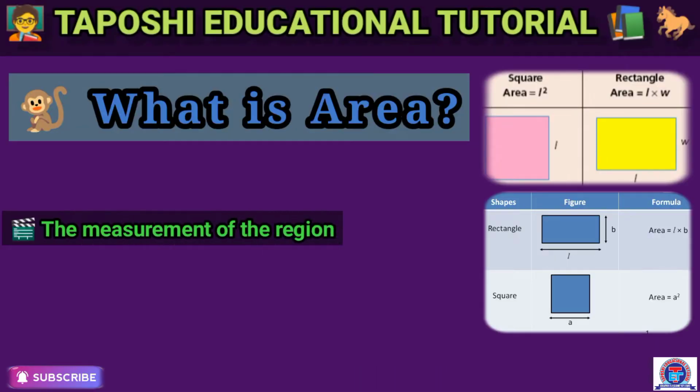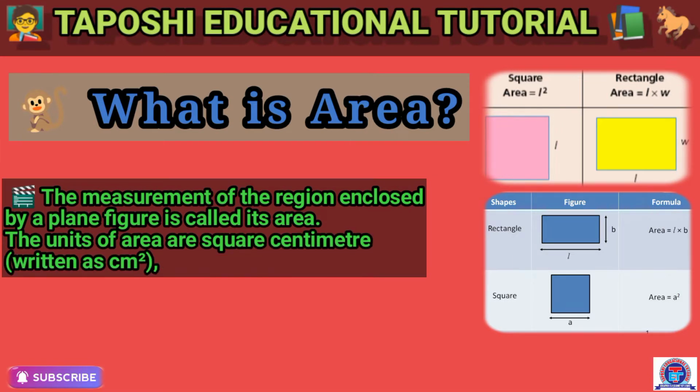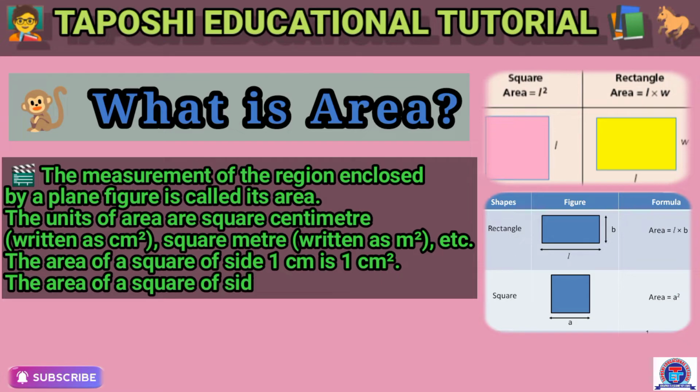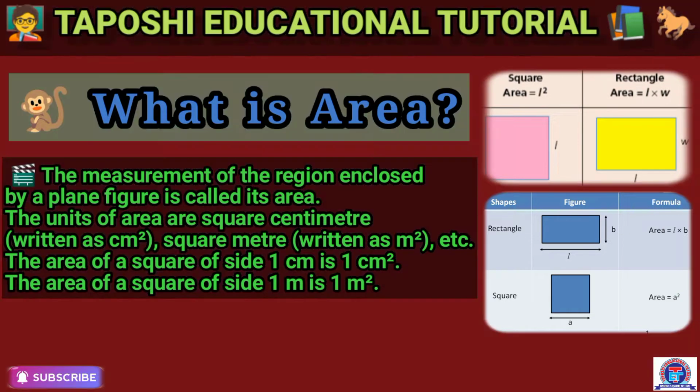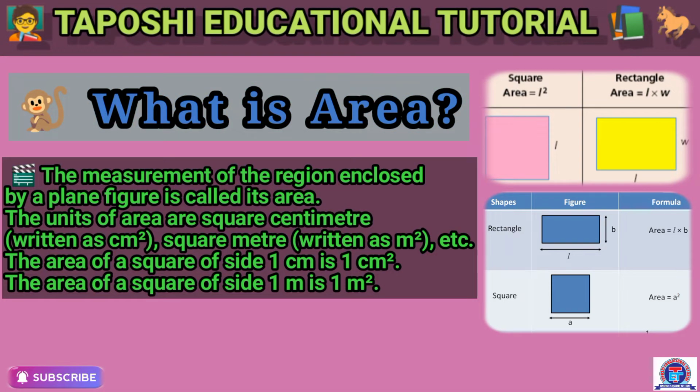Area, that is the measurement of the region enclosed by a plane figure, is called its area. Basically we use the unit of area, that is meter square, centimeter square. That means the area of a square of side 1 centimeter is 1 centimeter square. The area of a square of side 1 meter is 1 meter square.